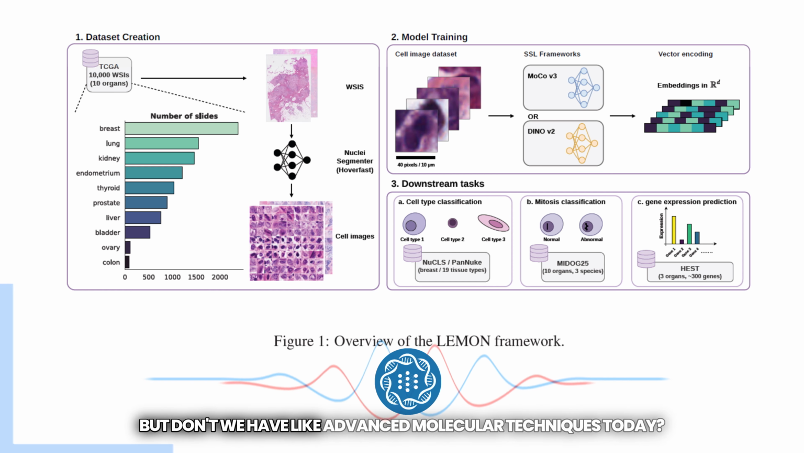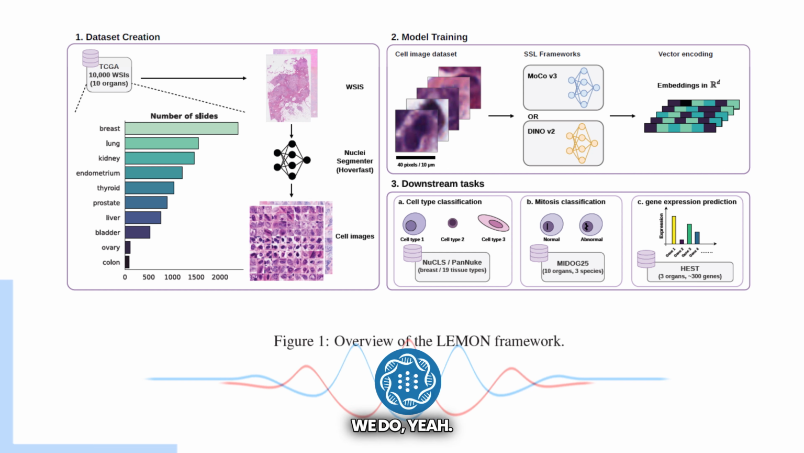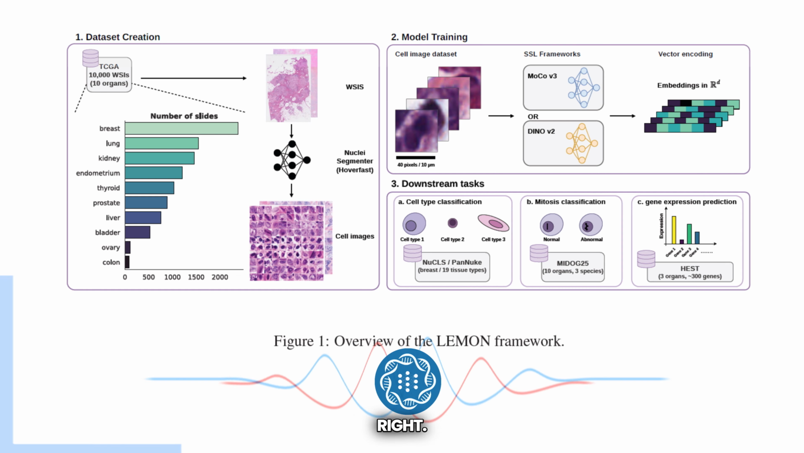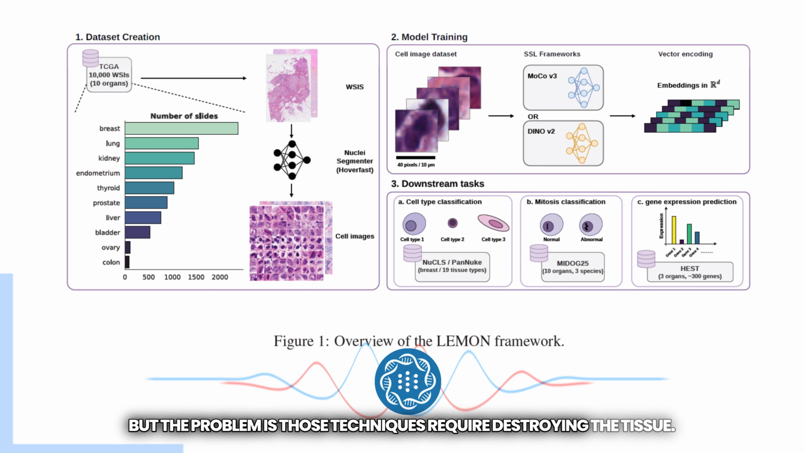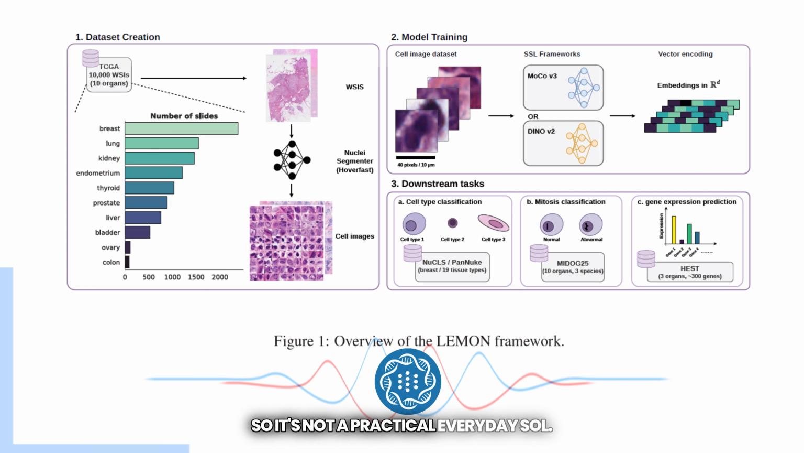But don't we have, like, advanced molecular techniques today? Things like spatial transcriptomics? We do, yeah. Those can map out the exact gene expression, like the molecular machinery running inside the cell. Right. But the problem is those techniques require destroying the tissue. They're incredibly expensive, and they can only really be run on tiny fragments of data. Ah, so it's not a practical, everyday solution.